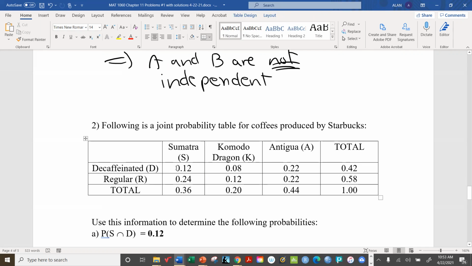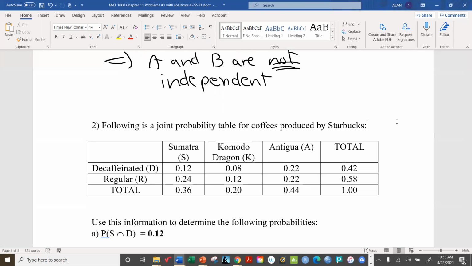For example, 12% are decaffeinated Sumatra, 24% of regular Sumatra. And we can do the same thing for the Komodo dragon and Antigua. And these, of course, are simply the sums. So they've broken it up by whether it's decaf or regular, and then by the flavor, Sumatra, Komodo dragon, or Antigua.